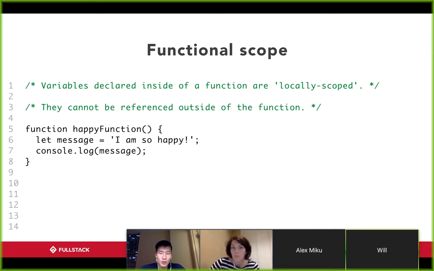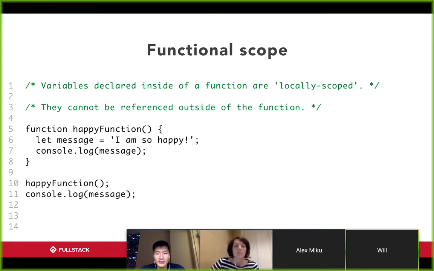And so one of the really cool things about creating a function scope is anything you create inside the function can be used inside that function scope, but it cannot be used outside of the function scope. So what does that mean? So here on line 5, we create this function called happy function, right? And inside of it, we create a variable called message, I am so happy. And on line 7, we console log out the message.